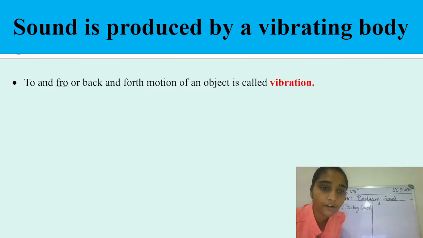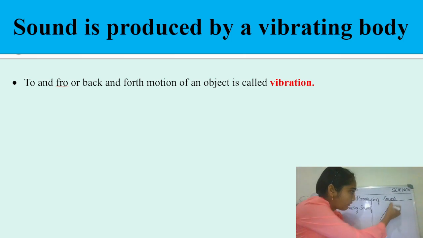So students, to and fro or back and forth motion of an object is called vibration, as you have studied in your 7th class about the vibration motion, right? What is actually vibration motion? Yes, the to and fro motion or the back and forth motion, you can say. Think of the example of the pendulum which we have discussed, right?